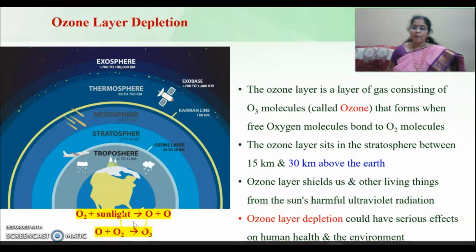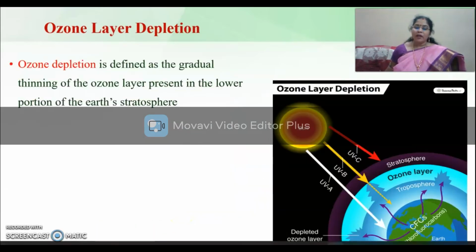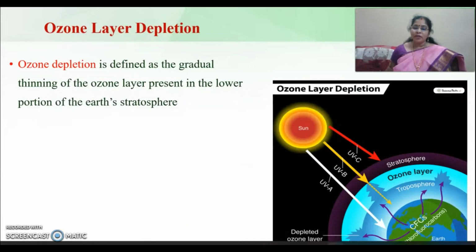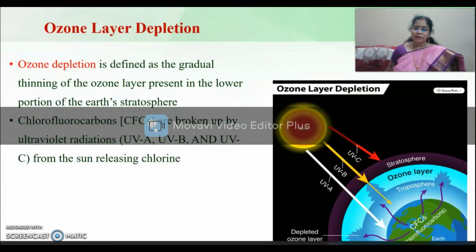The ozone layer is building up only because of the sunlight breaking down the oxygen molecule into O plus O, and this O is unstable in nature, so it goes and joins with O2 and forms O3 as ozone. Now, how come the ozone layer is being depleted? Ozone layer depletion is defined as the gradual thinning of the ozone layer present in the lower portion of the Earth's atmosphere. And we are using refrigerators, air conditioners and so on, where chlorofluorocarbon is emitted.